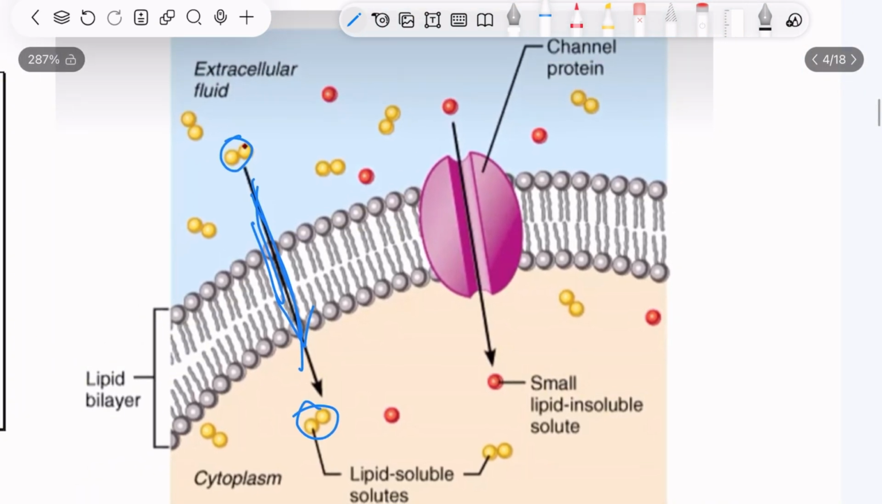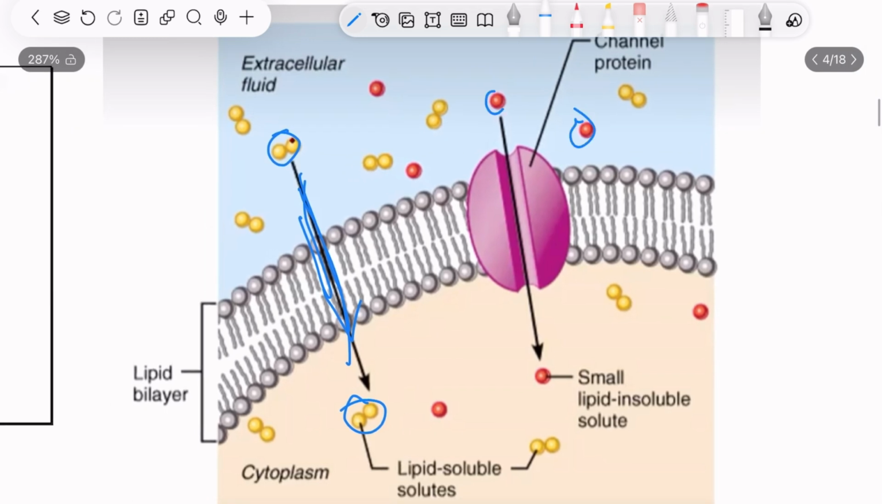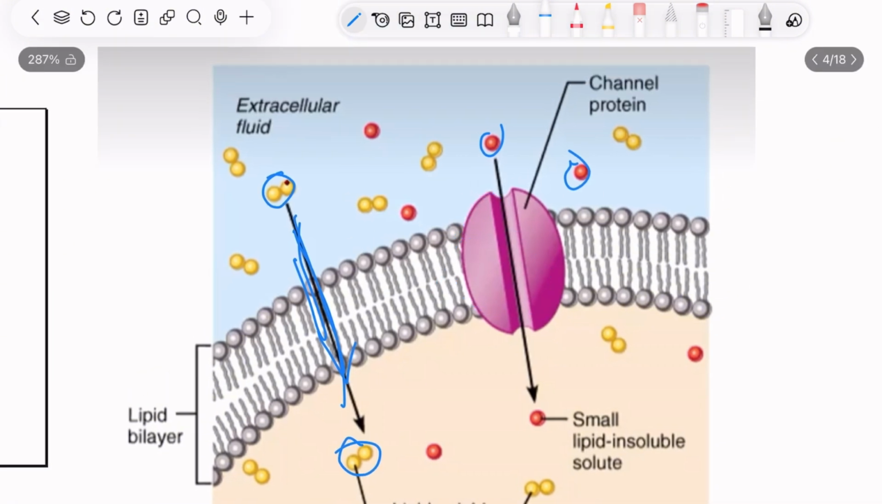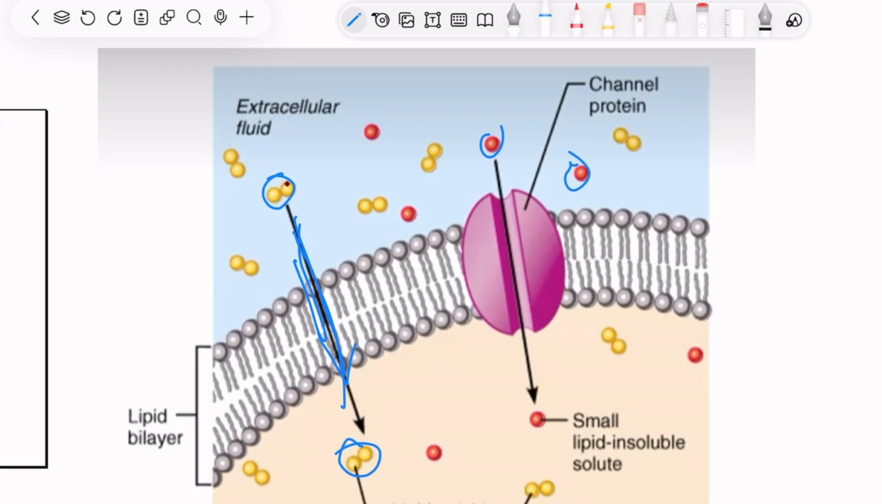However, if you look at the small lipid insoluble solutes, like these ones, these molecules, like small ions or polar molecules, cannot dissolve in the lipid bilayer because they are not fat soluble. These molecules represented by the small red dots need help to cross the membrane, so they use a channel protein. This right here is a channel protein. The channel proteins are embedded in the lipid bilayer and form channels for small lipid insoluble solutes to pass through. In this case, the red solute is moving through a channel protein because it cannot pass through the lipid bilayer on its own.